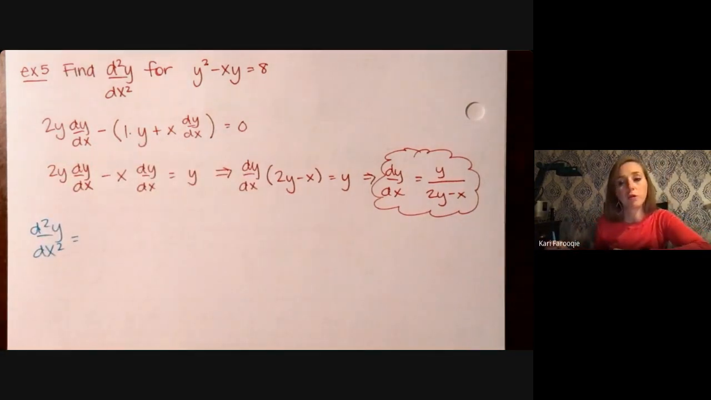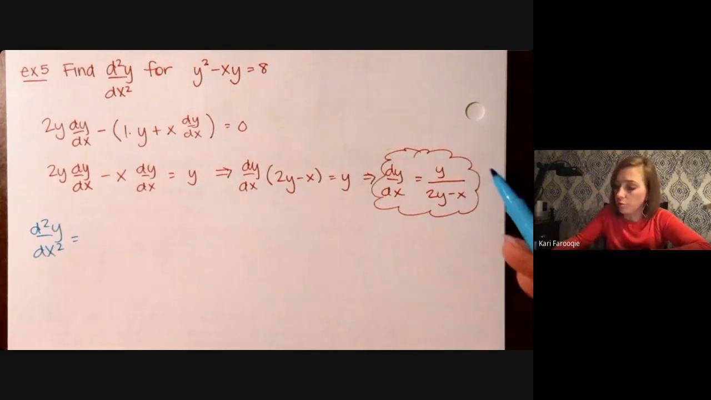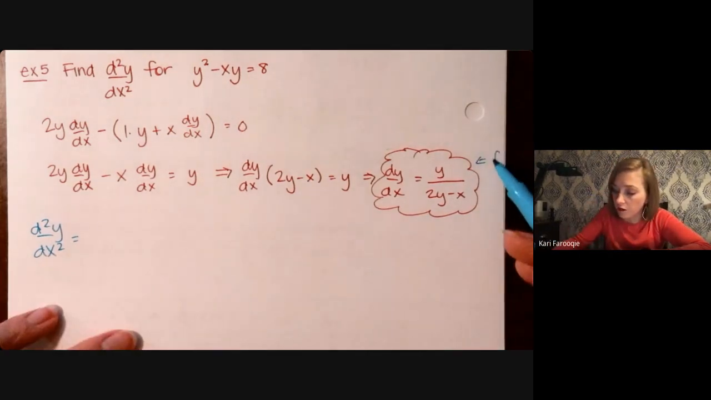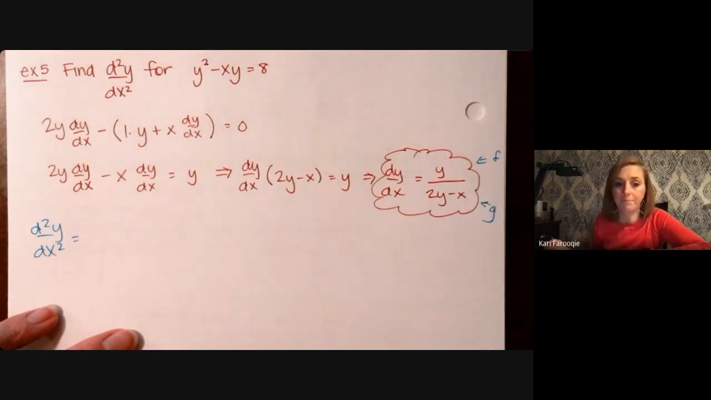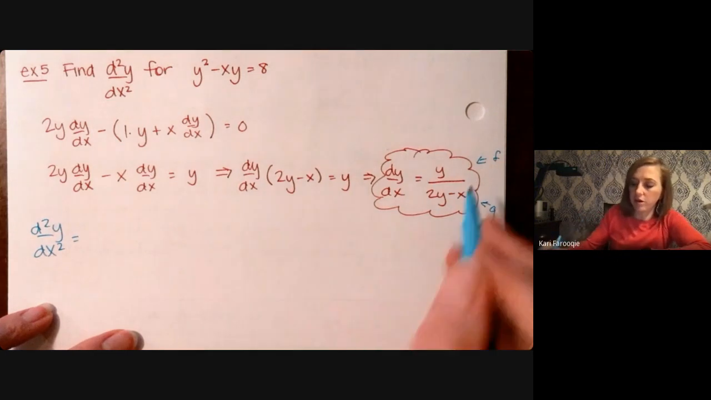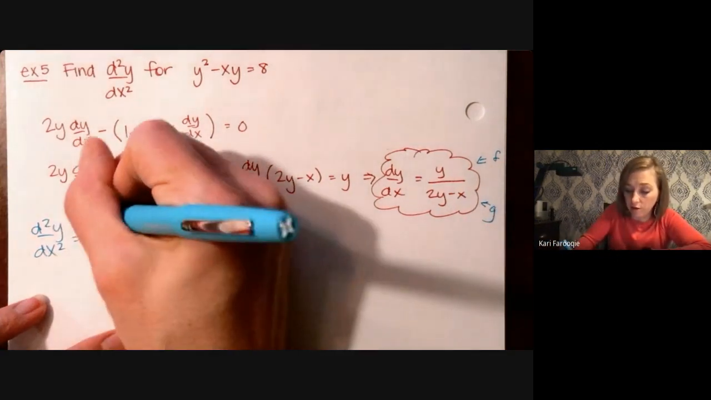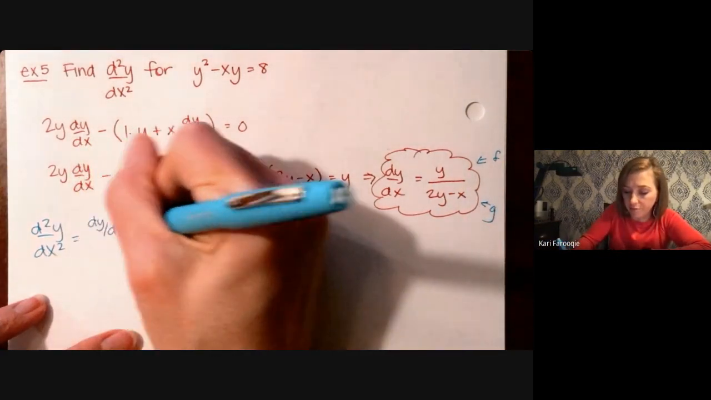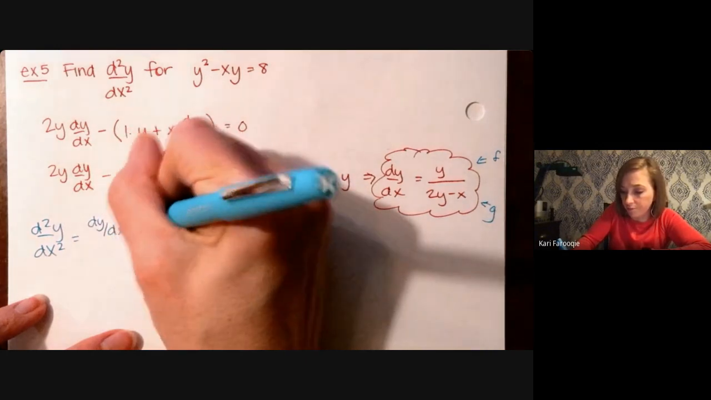So my second derivative is going to need the quotient rule. When I take the quotient rule, remember that we're going to let the numerator be f and the denominator will be g. So I'm going to take f prime, which is dy/dx, times g.